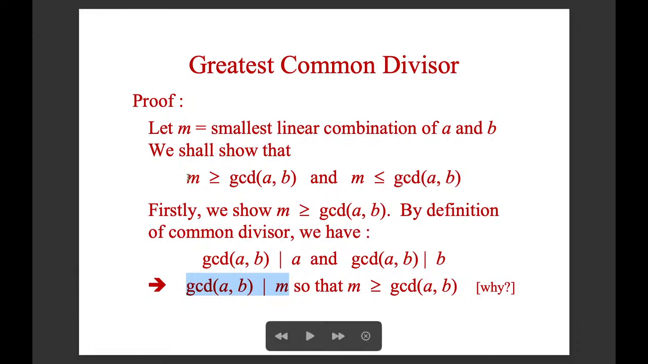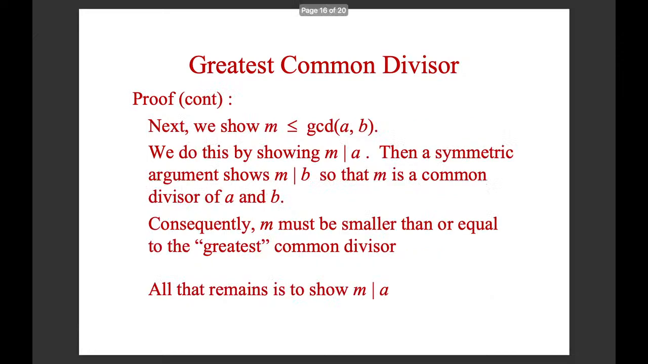So we are now here. We have shown that m is greater than or equal to GCD of A, B. And the other part is we want to show that m is less than or equal to GCD of A, B. And for this one, we are going to show this by contradiction. Okay, so let's see whether it is contradiction or what. But let's see.